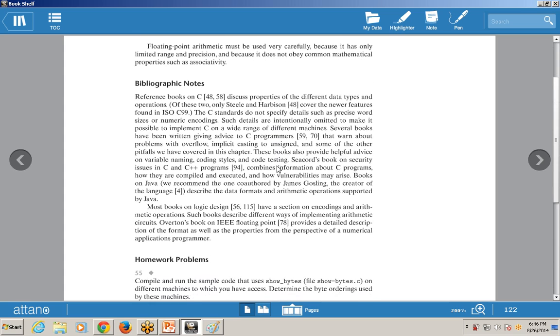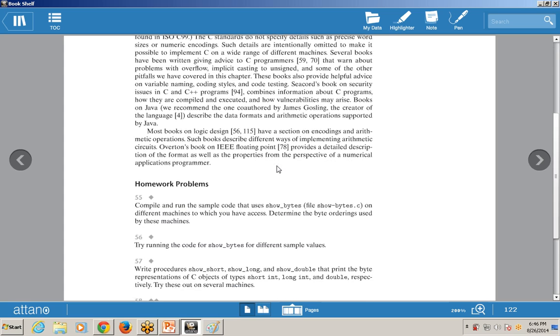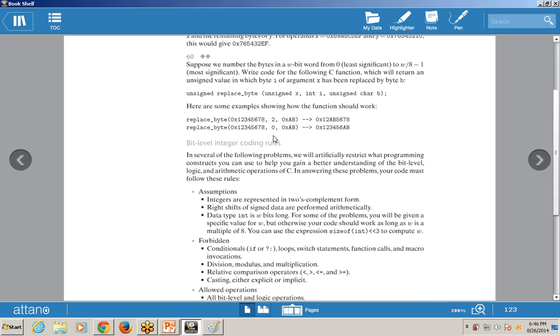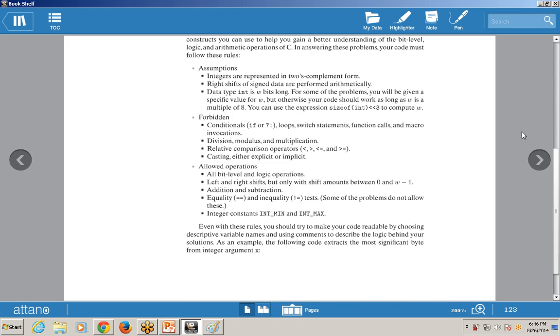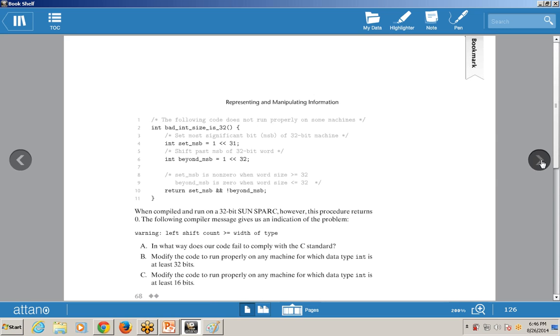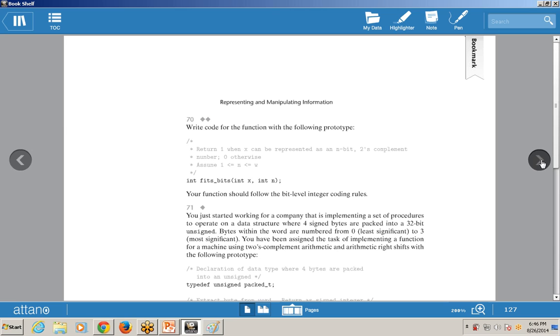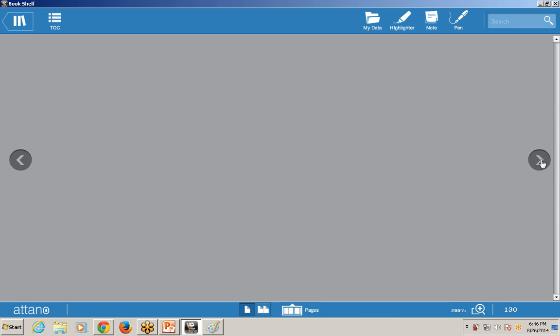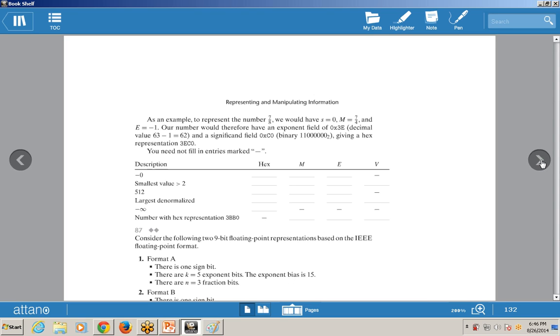So till now we have covered integer arithmetic, floating point representation, and representing information. These are the multiple examples which we have to do. Write a code for this. These are multiple examples.